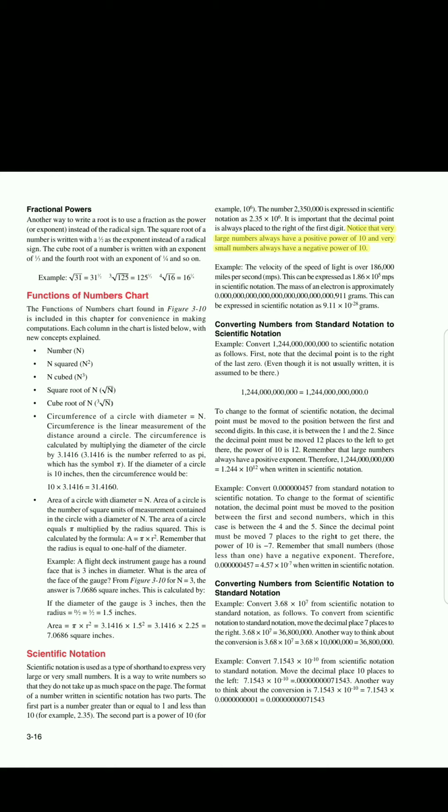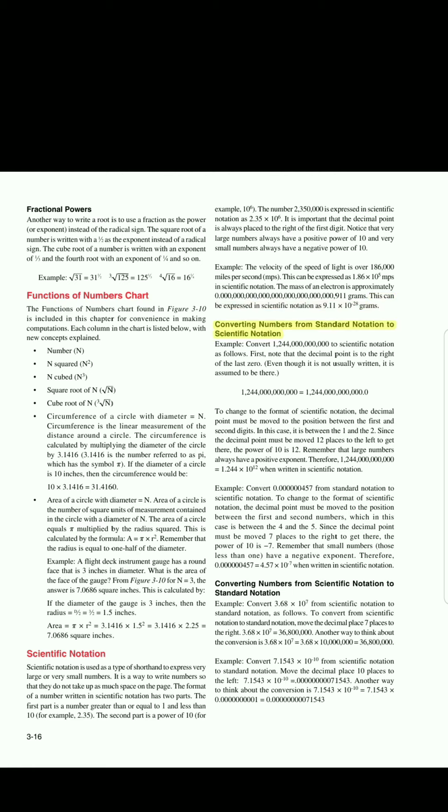Example: the velocity of the speed of light is over 186,000 miles per second, MPS. This can be expressed as 1.86 times 10 to the 5th MPS in scientific notation. The mass of an electron is approximately 0.000 and so on, 911 grams. This can be expressed in scientific notation as 9.11 times 10 to the minus 28 grams.